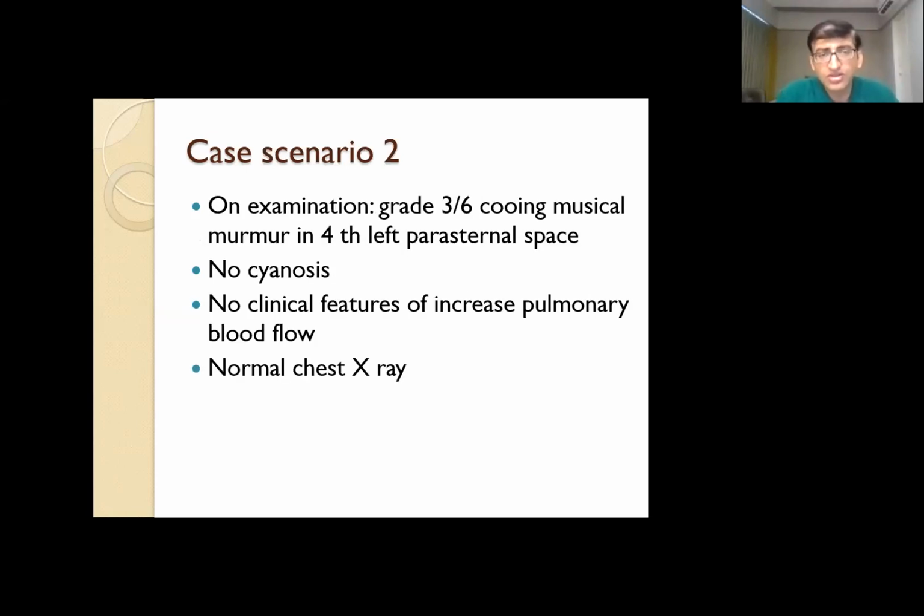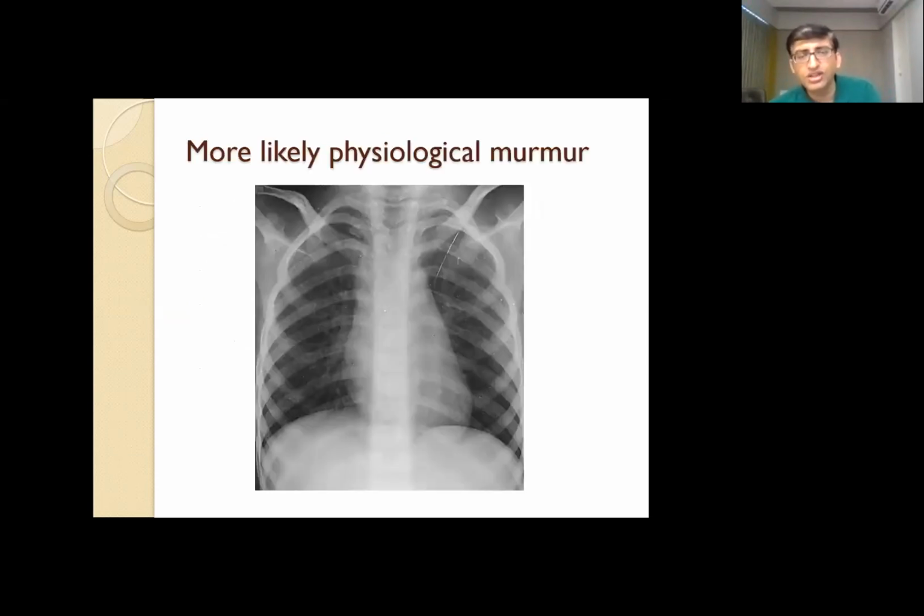So we examined the child, and child had grade 3 systolic murmur in fourth left parasternal space. There is no cyanosis. There are no clinical features of increased pulmonary blood flow. Chest X-ray was normal. ECG was also normal. And this is a chest X-ray.